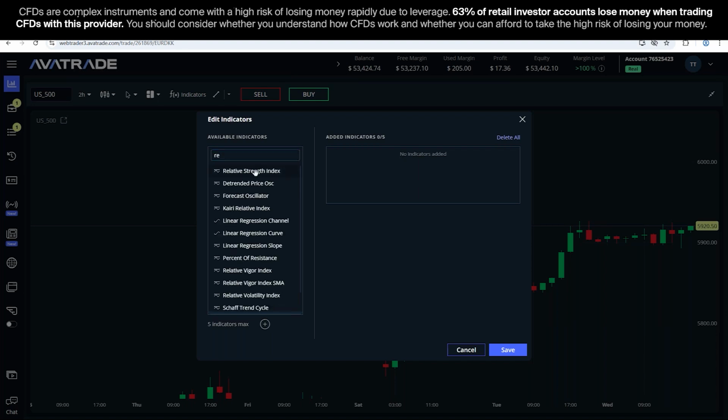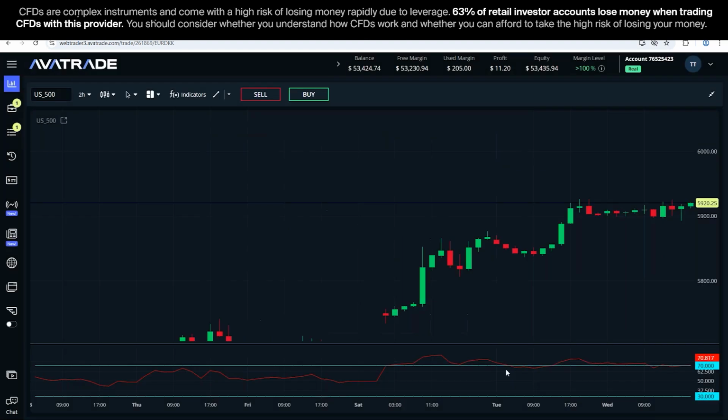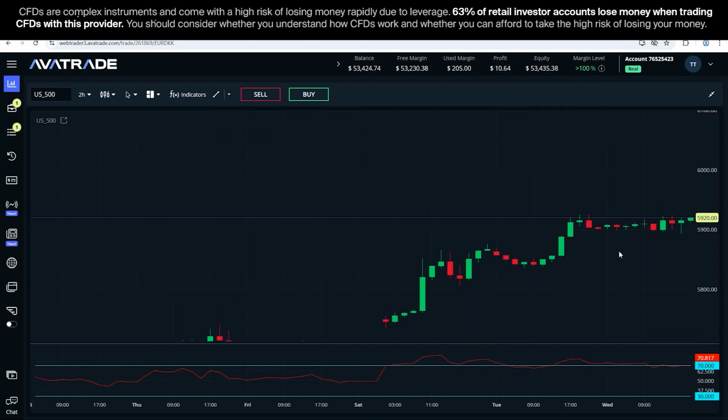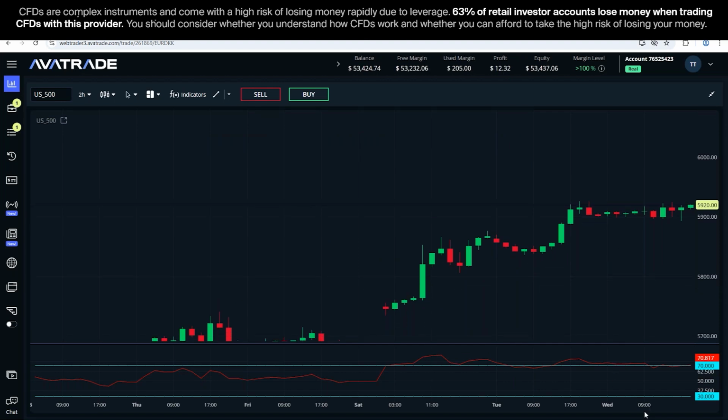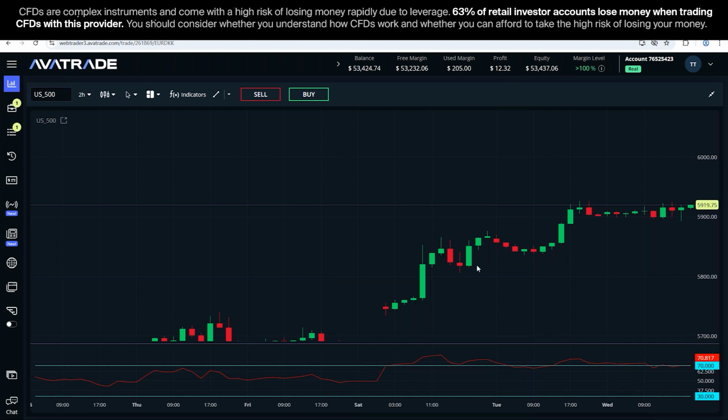Here, relative strength index, slide it over. Okay, you can change the settings to your favorite settings and click save. Okay, so as I look at the relative strength index, just as I suspected, because of all the climbing it did this week, you see the uptrend on the screen.